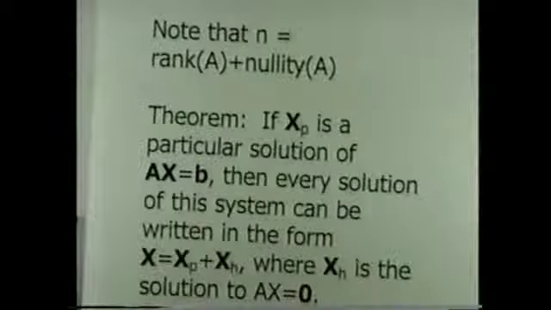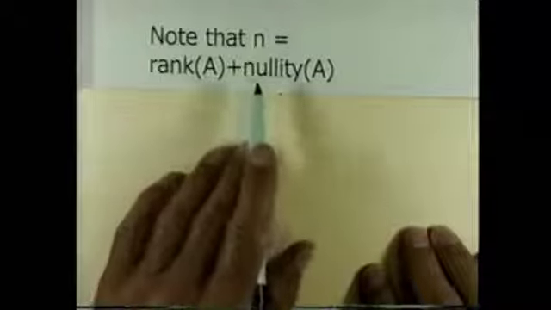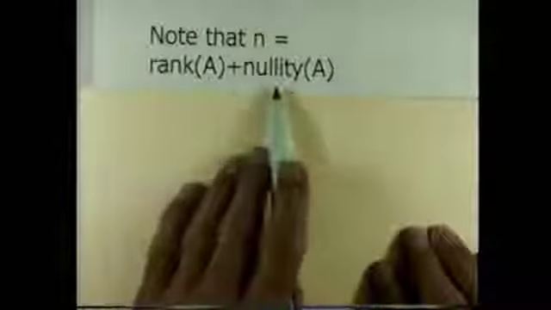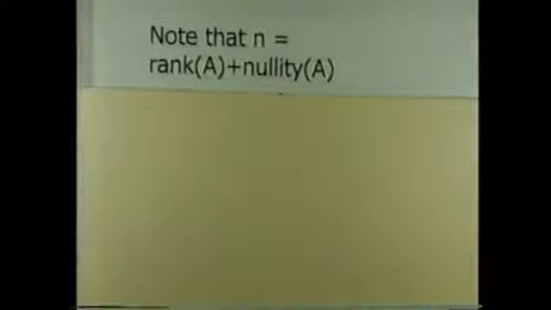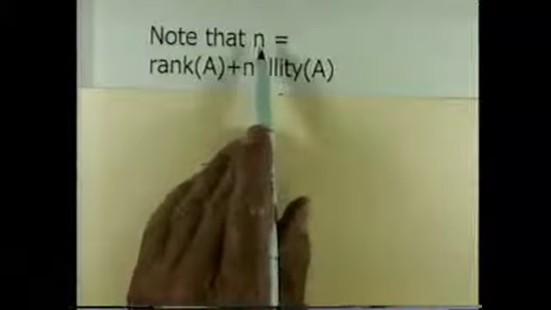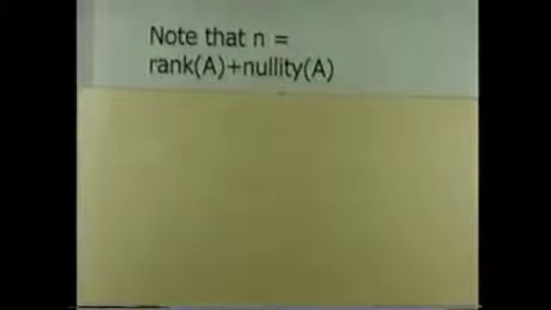Well, that's true in general. That is, n is the rank of A plus the nullity of A. So the rank of A plus the nullity of A is equal to n. Or another way of saying it is that the number of columns of a matrix is equal to its rank plus its nullity. n is the number of columns because you had an m by n matrix.